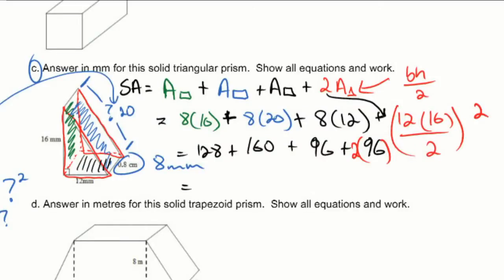So 128 plus 160 plus 96, and 96 times 2 is 192. 576 millimeters squared.